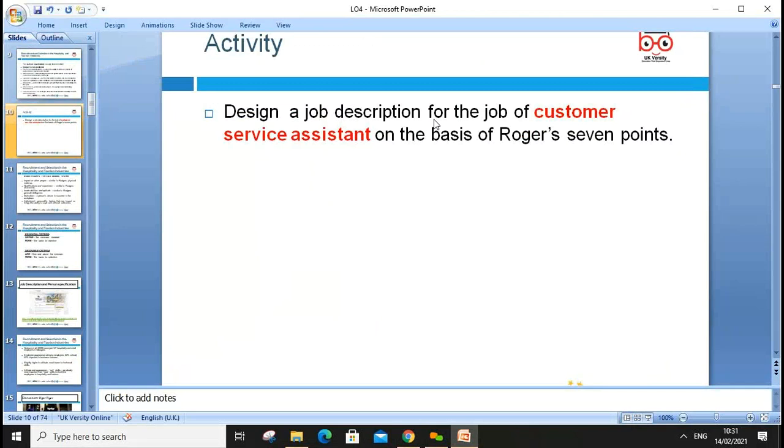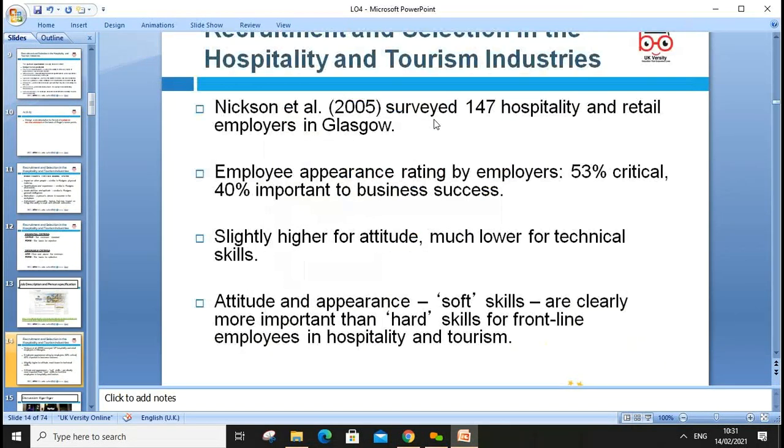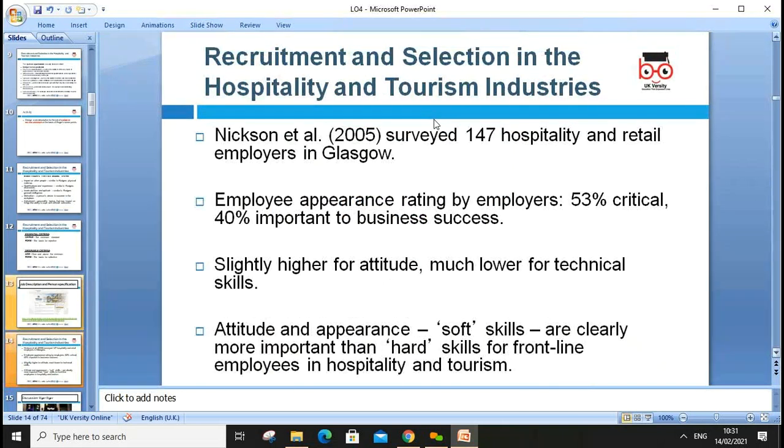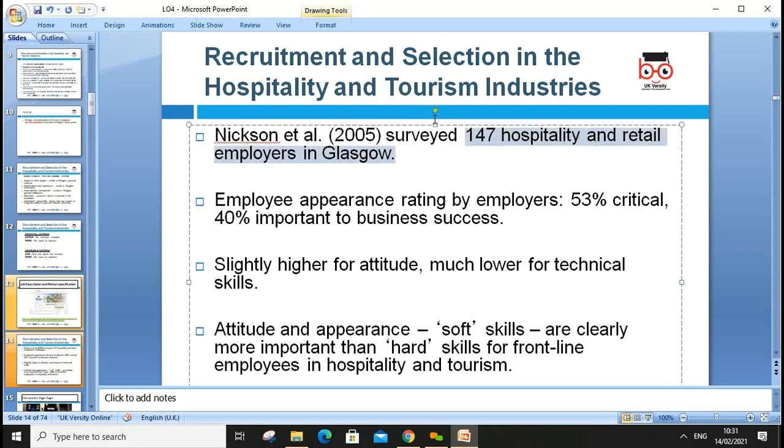We can pick any job and look around the job. That's the activity you have to do, guys. To fulfil this activity, look around the job description and bring anything you think we can discuss in the last lesson, which will be the assignment discussion lesson.